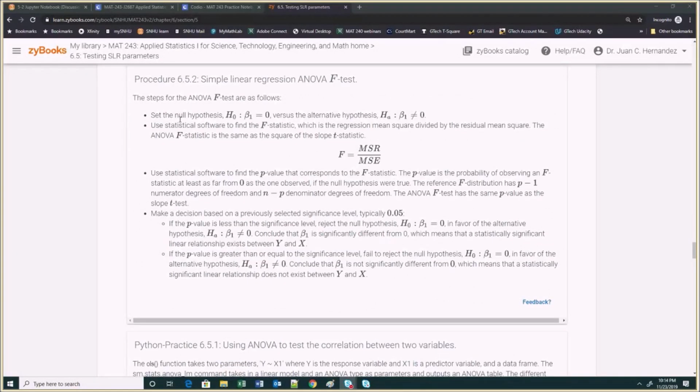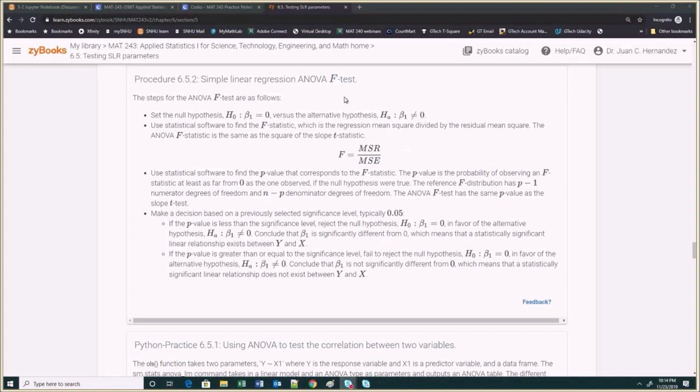The null hypothesis will be that beta 1 equals 0, and the alternative hypothesis will be that beta 1 is not equal to 0. So just like we had the t-test where we tested the beta 1 parameter.